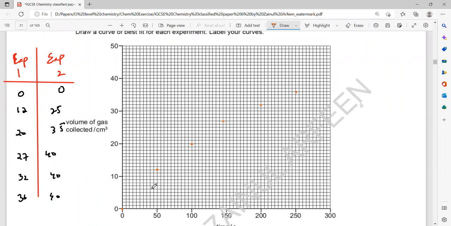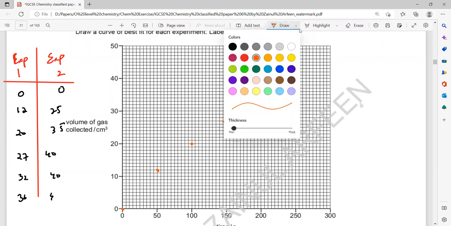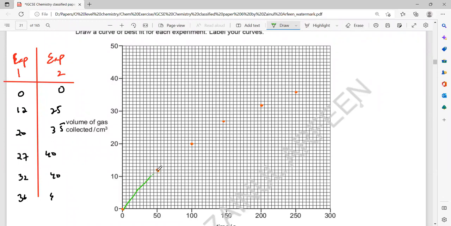And we have to label your curve. So this is experiment 1, what we plot. So this was 0.1, 0.2, 0.3, 0.4, 0.5, and 0.6. And we join them freehand. It should not be horizontal. It just continues.